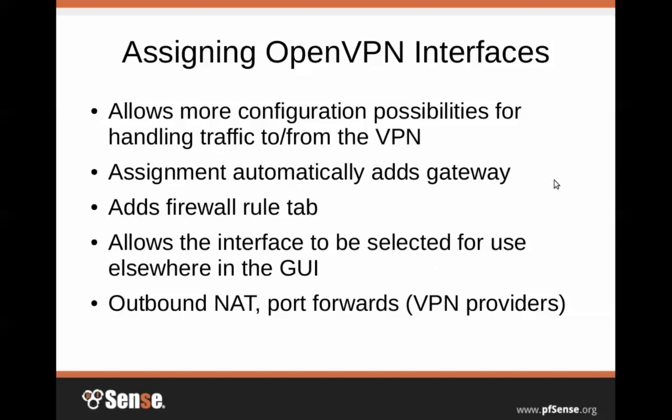Okay, some of the tricks we're going to do rely on having your OpenVPN interfaces assigned in pfSense, so they actually show up under the interfaces menu. This gives you a lot more configuration possibilities for handling traffic to and from the VPN. Gets you an automatic gateway that you can use, adds a firewall rule tab for rules specific to that VPN, and allows you to use the interface elsewhere in the GUI, things like outbound NAT, port forwards.